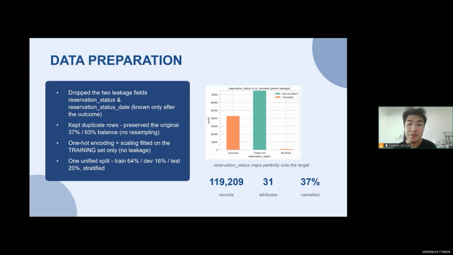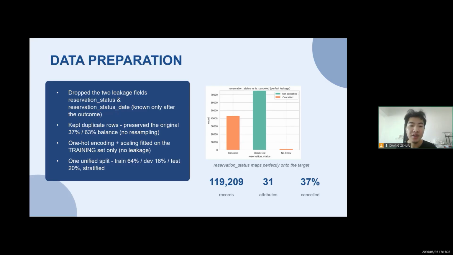We made a few important decisions here. First, we dropped two reservation fields, reservation status and reservation status date, because both are only recorded after the booking is already cancelled or completed. Keeping them would be data leakage. Second, we kept duplicate rows. The dataset has no booking ID, and removing them would distort the original 37% cancellation rate. So we preserved the original class distribution.